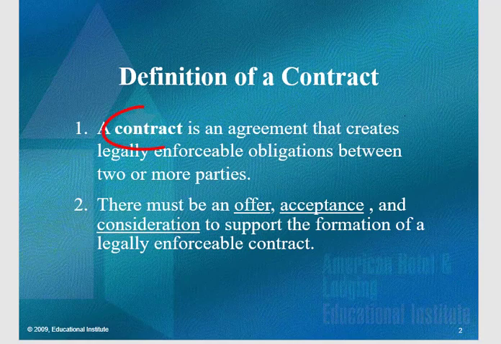So the terms contract and agreement are interchangeable, right? Agreement connotes that there are two people that understand what's going on. And a contract is basically an agreement between two or more parties for value that is legally enforceable. And unless all of the elements of a contract are present, the contract is not legally enforceable.